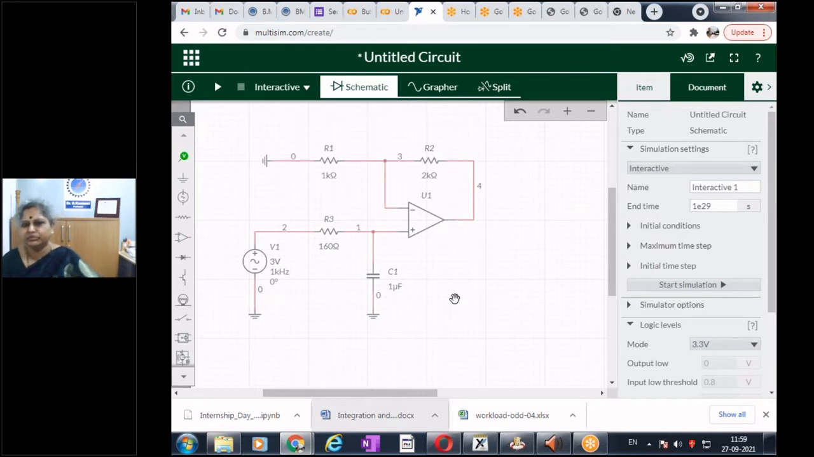How many of you have completed the wiring? We can then see the output. How many of you have completed this? Please confirm. Are you doing it?